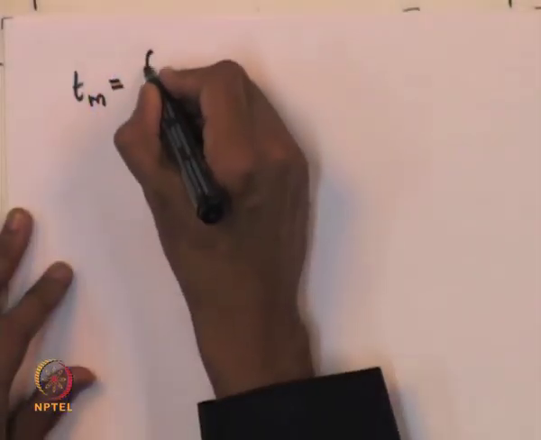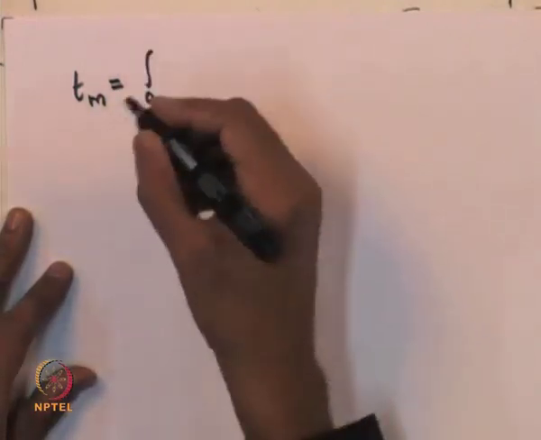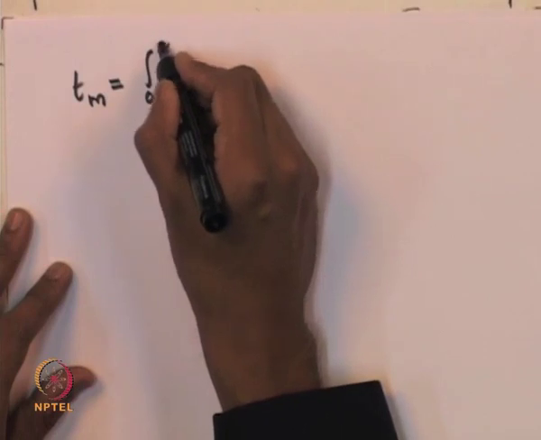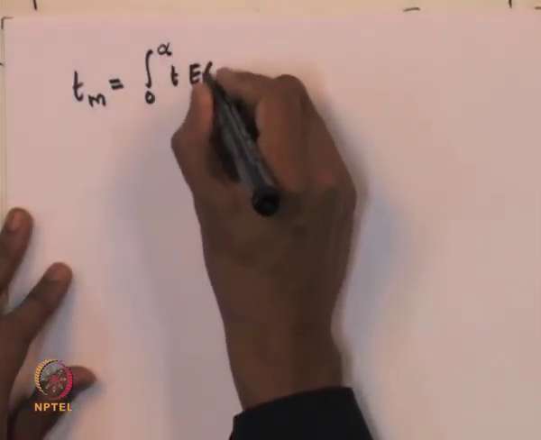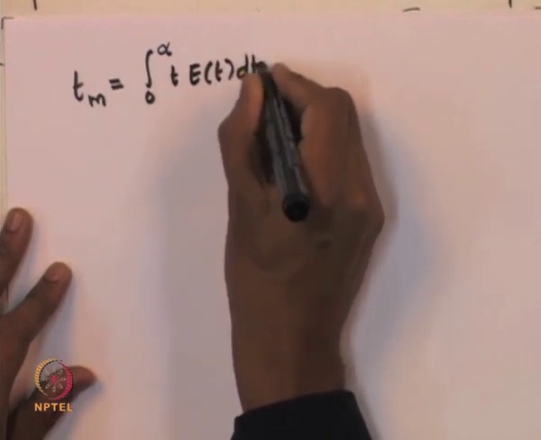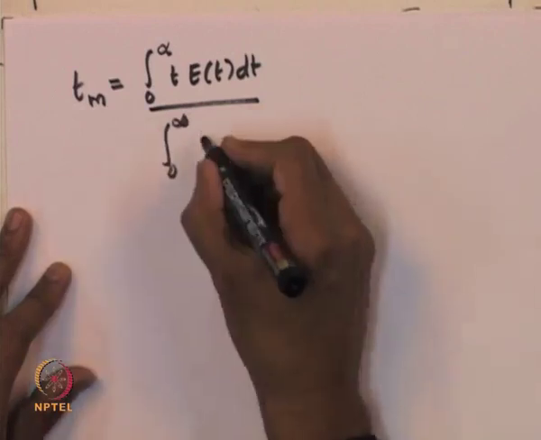Now let us look at how to calculate the mean residence time from the residence time distribution function E of t. Tm, the mean residence time, is given by the first moment: integral 0 to infinity t into E of t dt, divided by integral 0 to infinity E of t dt.